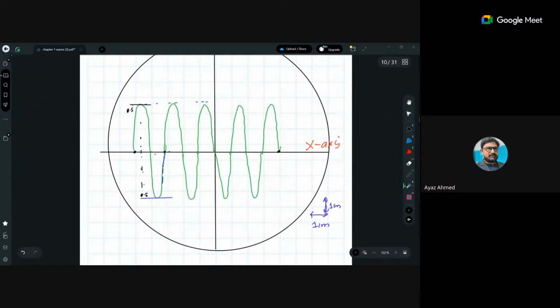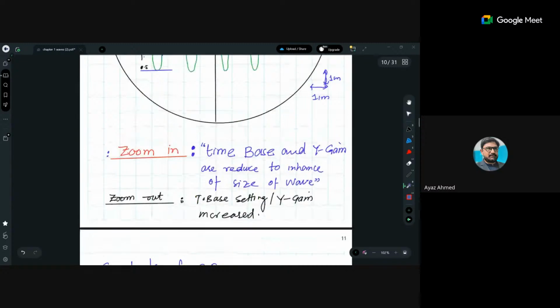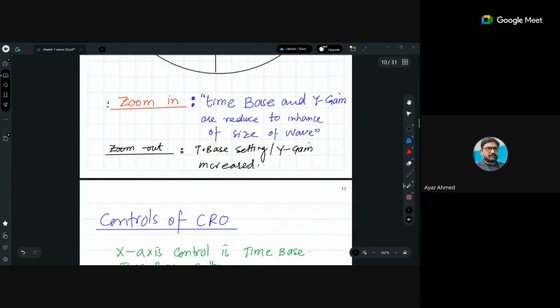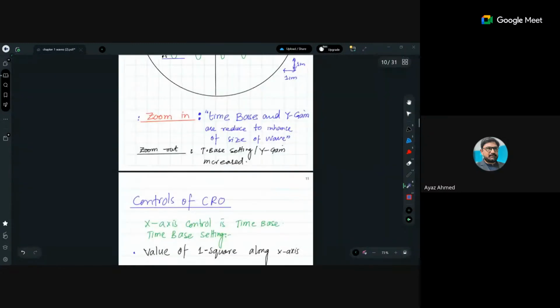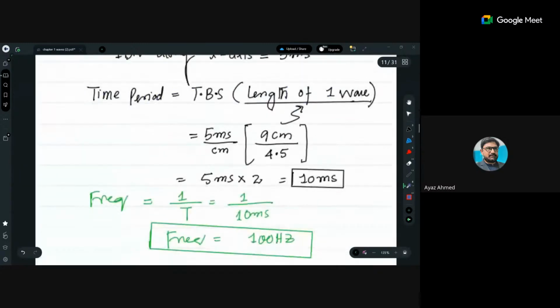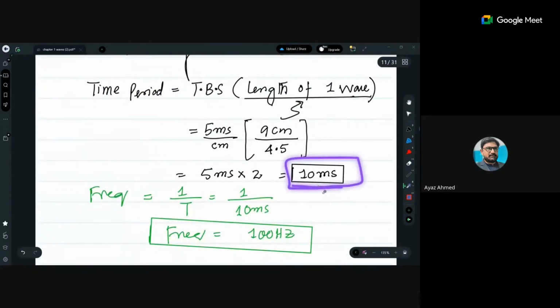How many divisions does it occupy? It occupies two divisions on the x-axis, right? So this is one division or 1 centimeter. I can simply say that if the time base setting is 5 milliseconds, then one division shows 5 milliseconds, so two divisions are 10 milliseconds. One wave is completed in two divisions, so what is its time period? Its time period is 10 milliseconds. That's it. A simple technique to understand and make it clear. Got it? Yes, sir.